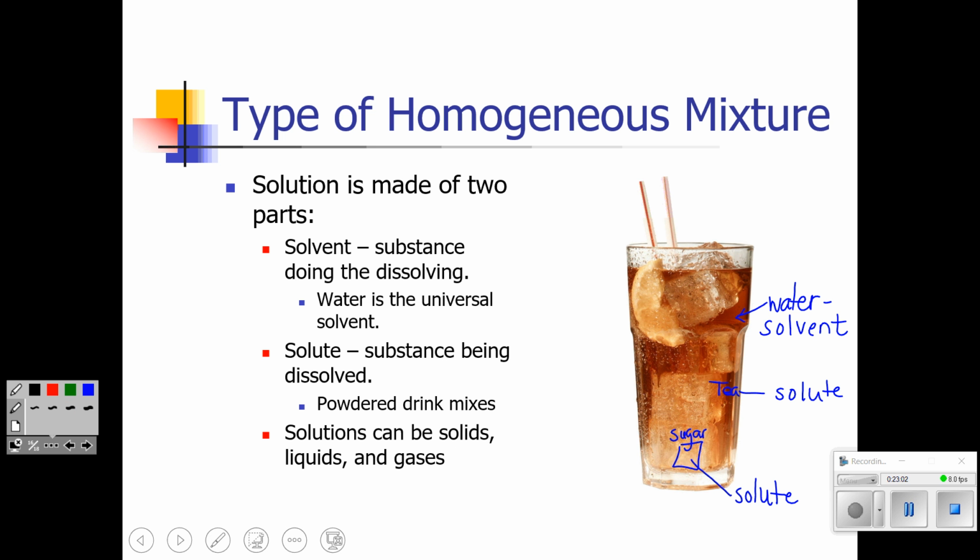And solutions can be solids, liquids, and gases. Remember I told you that carbon dioxide is being dissolved inside the water for sodas. So you've got a gas being dissolved inside a liquid.